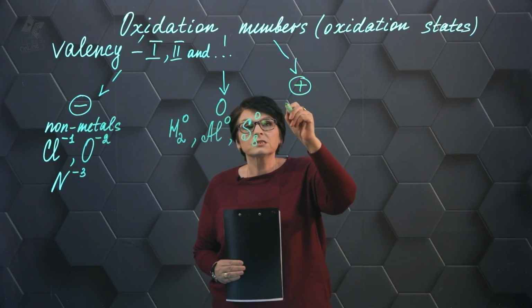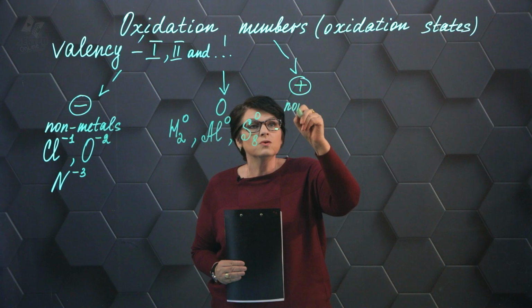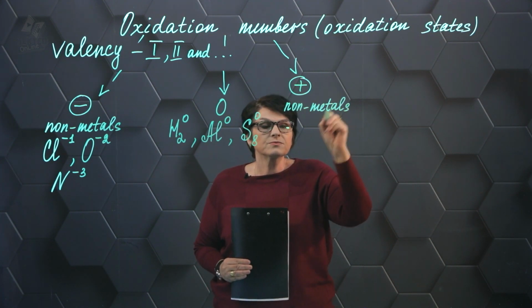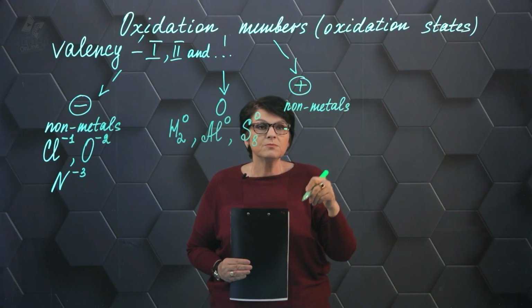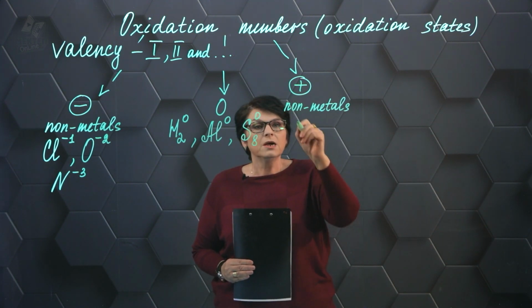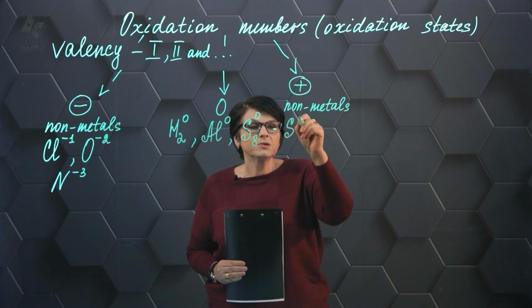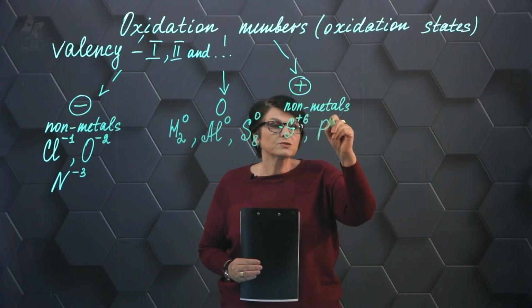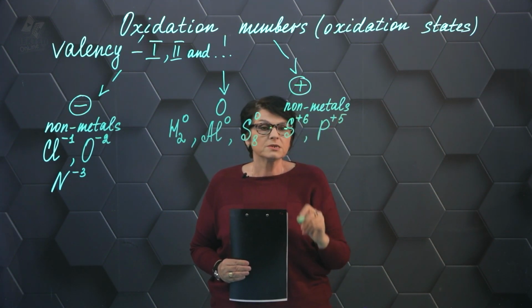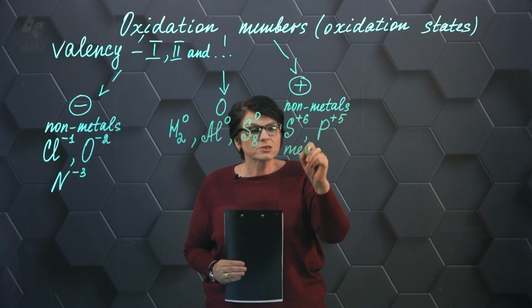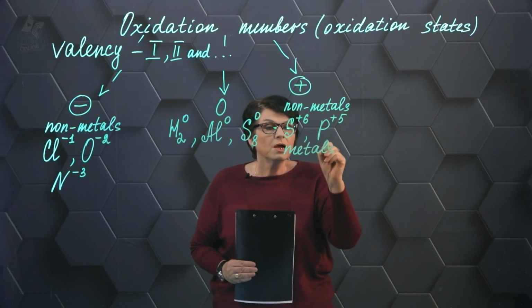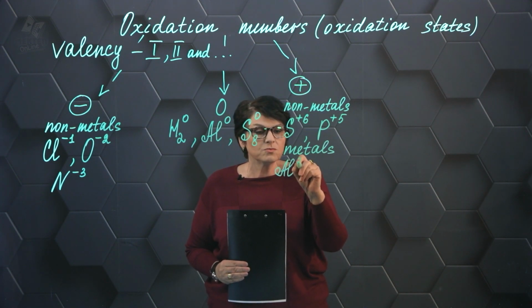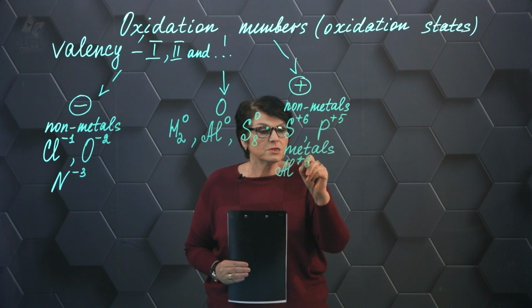Now, nonmetals can also have positive oxidation states, but when they are in compounds with other nonmetals stronger than them, for example, sulfur may have an oxidation degree of +6, or let's say phosphorus may have an oxidation degree of +5. But it can also be positive in metals. For example, it can be aluminium in compounds. Let's say aluminium +3, or let's say calcium +2.